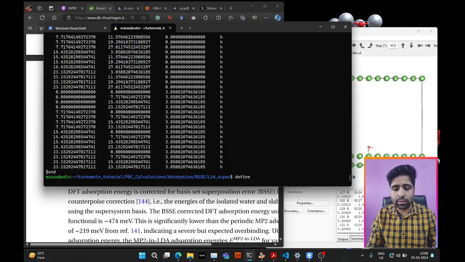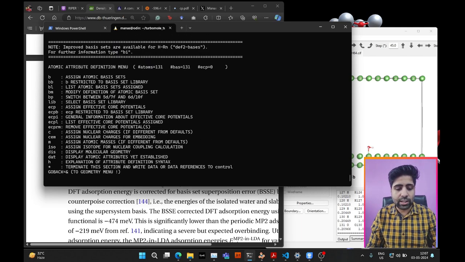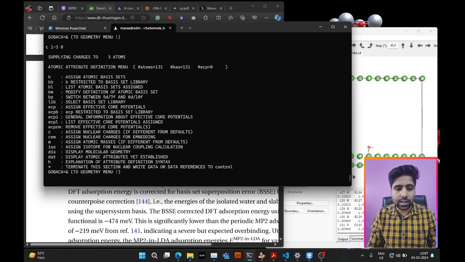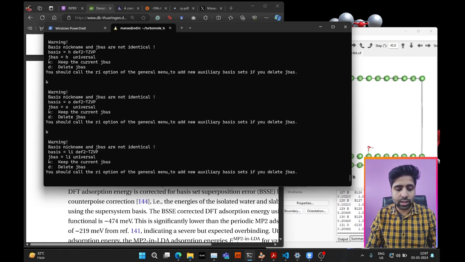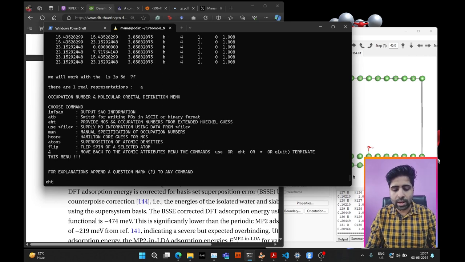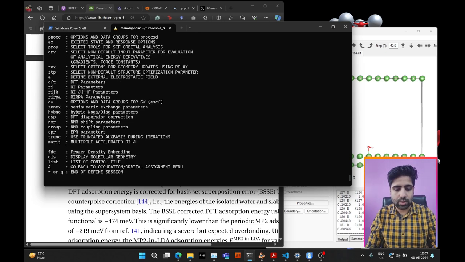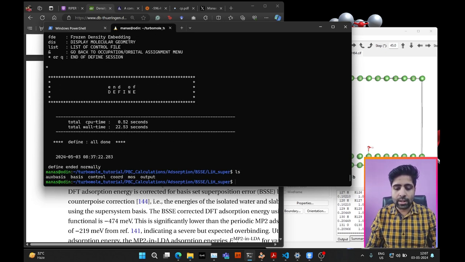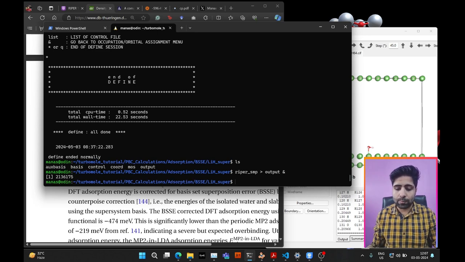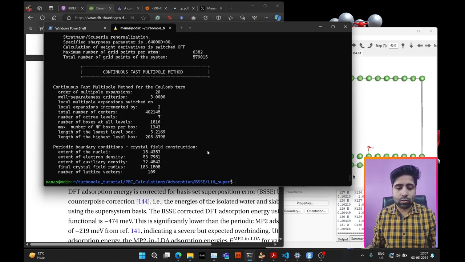So once again we will run define, and we will change the charges of the first three atoms to be zero, and you will see that it has supplied charge to three atoms, so it worked. Now we will just press K to keep the universal basis and assign an initial guess. Okay, and now again we are good to run the calculation for the LiH surface using a supermolecular basis.